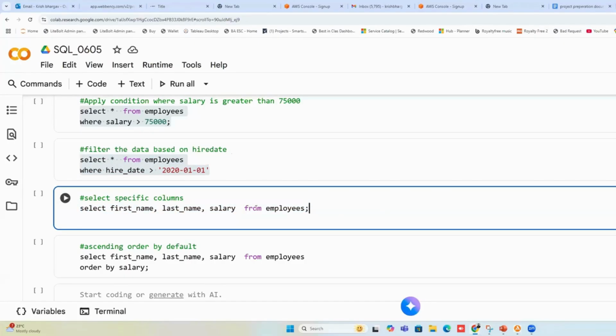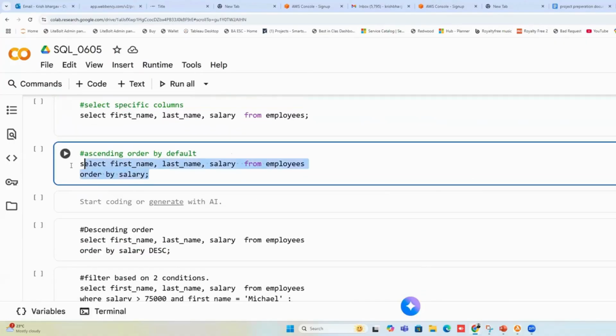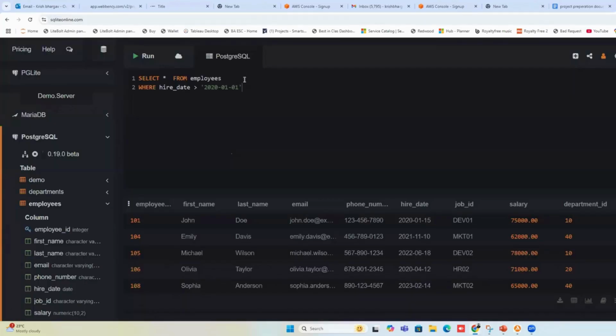Sir, when we are using where, we don't need to use semicolon here? No. Semicolon is optional. At the end, if you want to use it, otherwise it does not matter. But it is good practice to use it.